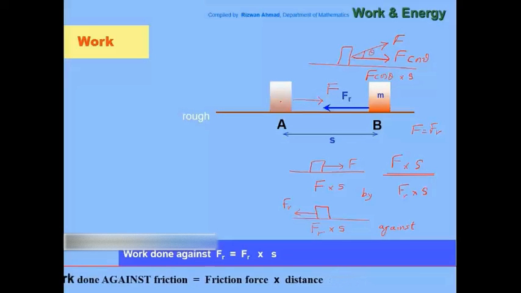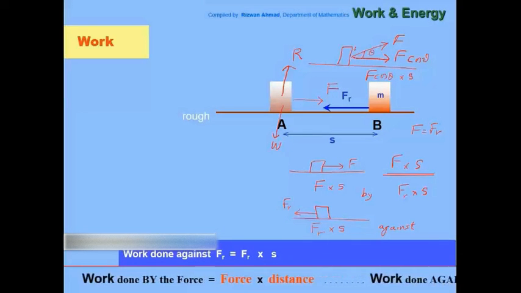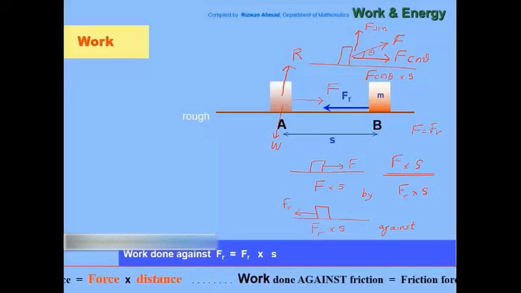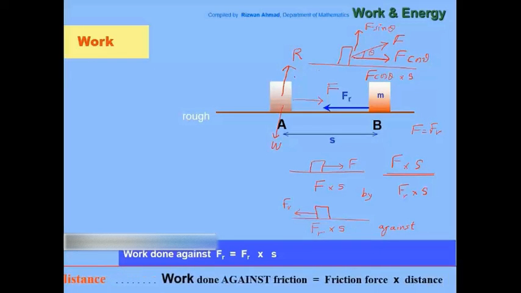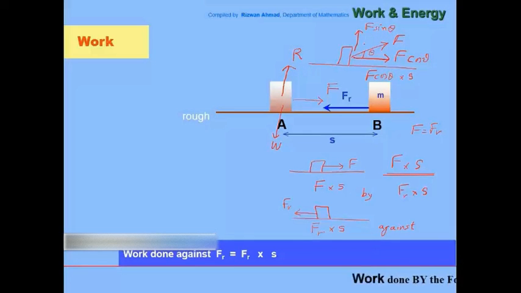Like there are many forces here: one is the normal contact force, one is the weight, and similarly in this case there is another force which is F sine theta. If the question asks what is the work done by F sine theta, that will be 0 because there is no distance covered vertically. That's why F sine theta is doing 0 joule work.